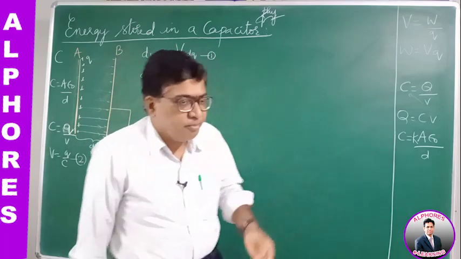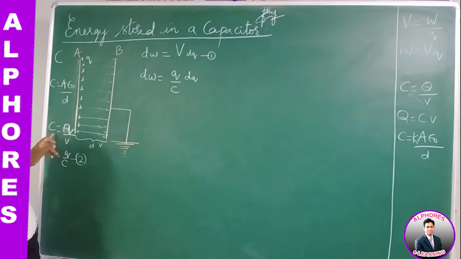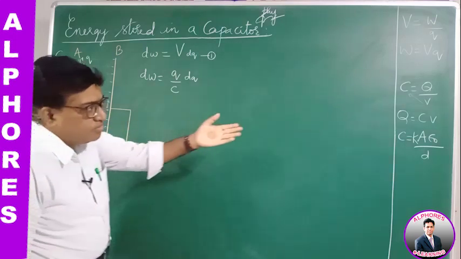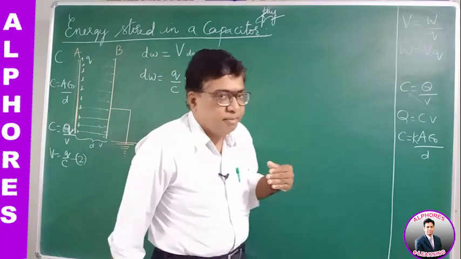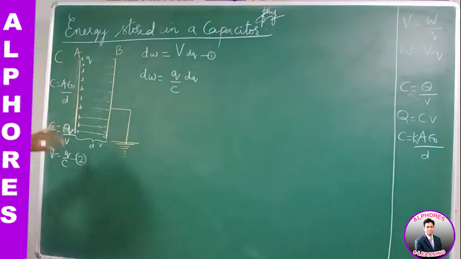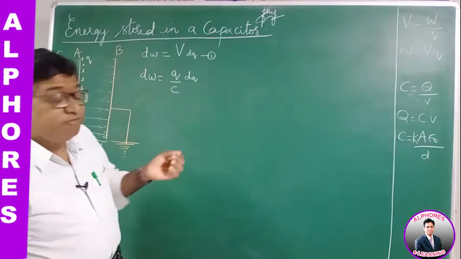So Q is proportional to V, Q is equal to CV, and C is Q by V. The definition of capacity is charge per unit potential, Q by V. So at that instant, C you can write as Q by V. Cross multiplying, I get V is equal to Q by C.